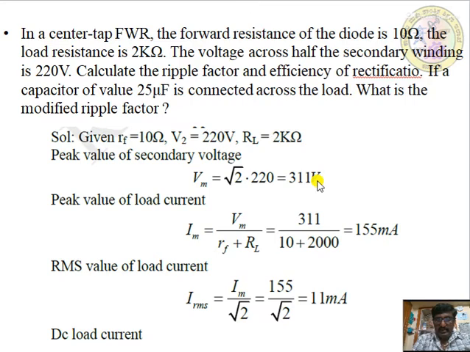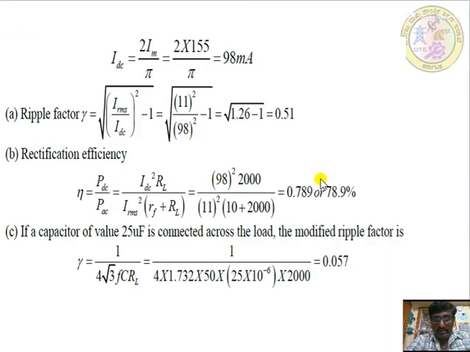311 divided by 10 plus 2000 is equal to 155 milliamps, and the RMS value of the load current, IRMS, is equal to Im by root 2, that is 155 divided by root 2, which is equal to 11 milliamps. The DC load current is given by IDC is equal to 2 Im by pi. So 2 into Im value, calculated as 155 divided by pi, is 98 milliamps.